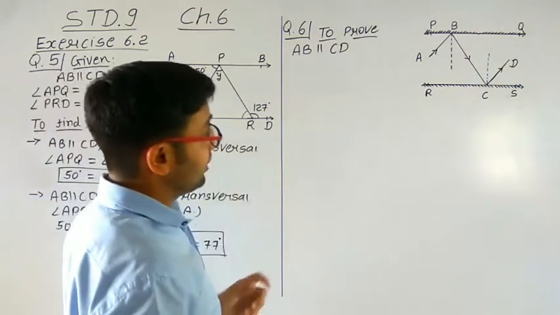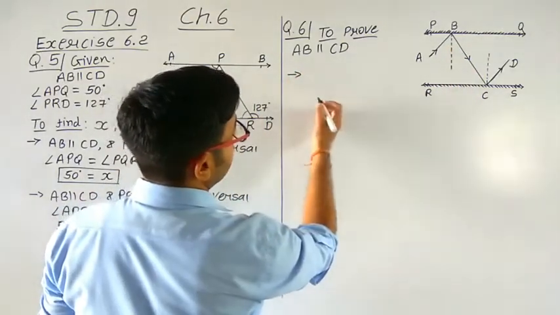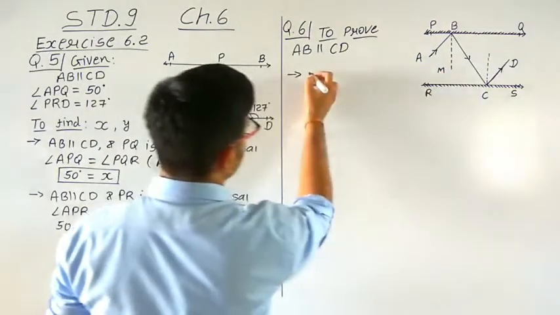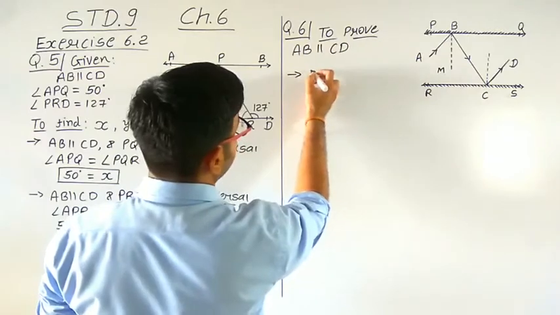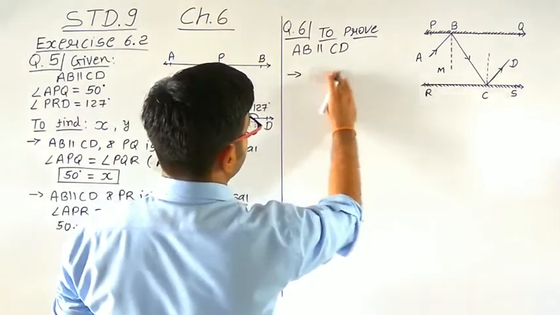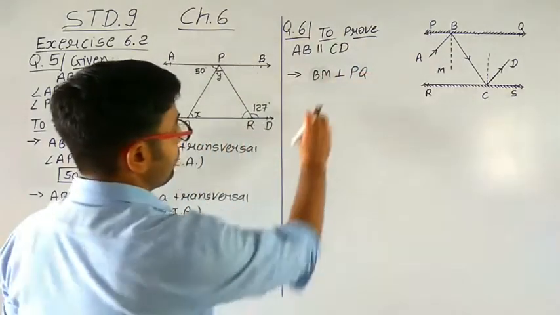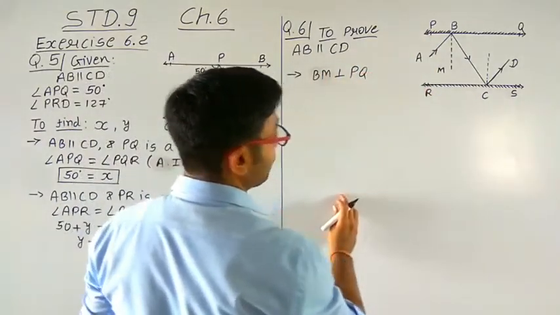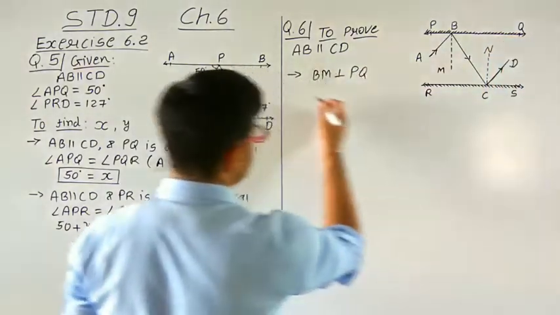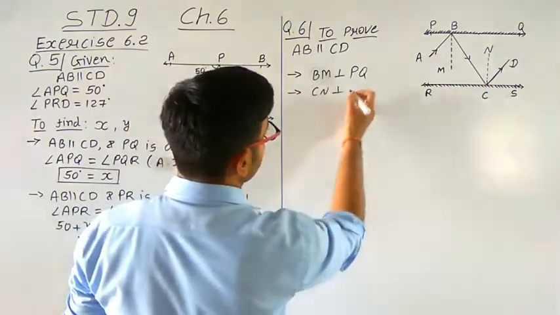So here one thing we have to construct, that is we have to draw, here we have to draw a perpendicular, let us say the BM. We have to draw a perpendicular BM which is perpendicular to PQ. So PQ, okay, here we can take the BM. BM is perpendicular to PQ. Let us draw BM that is perpendicular to PQ. In the same way, here we have to draw a perpendicular that is of RS. So next construction we have to do is CN that is perpendicular to RS.